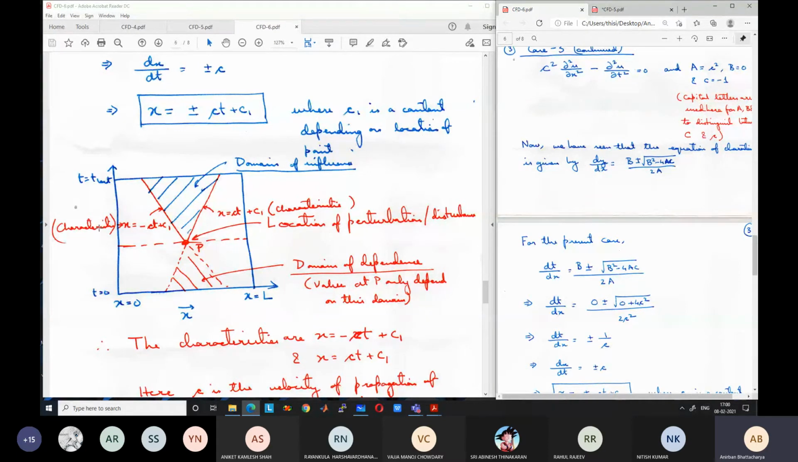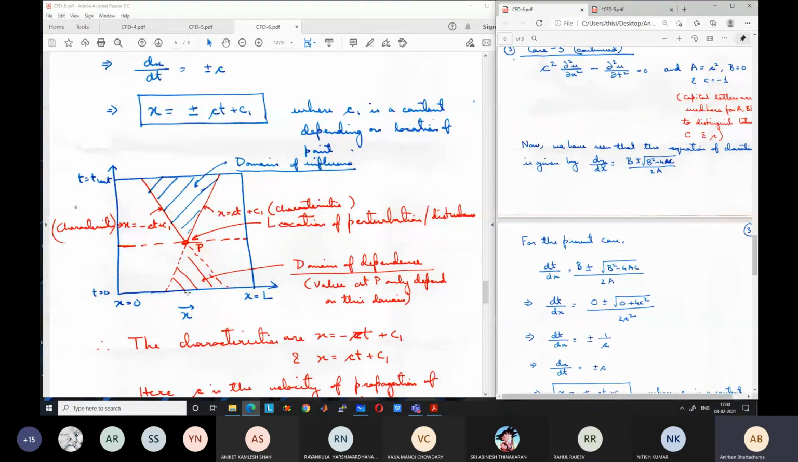Same as the parabolic equation, right? Ultimately, it's the same domain. x is equal to 0 to L and t equal to 0 to t last. So any horizontal line means the whole length but at a certain time t. Any vertical line means a certain point but along the time.